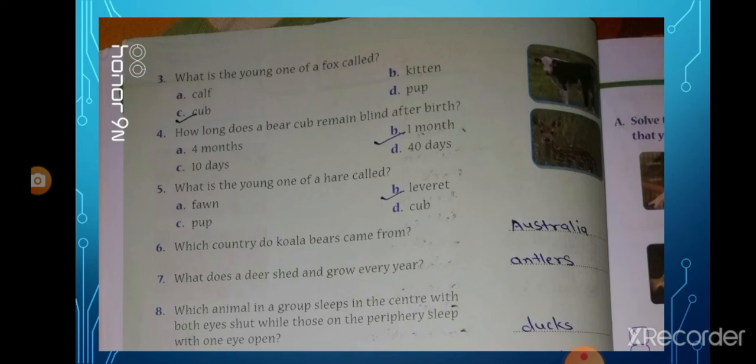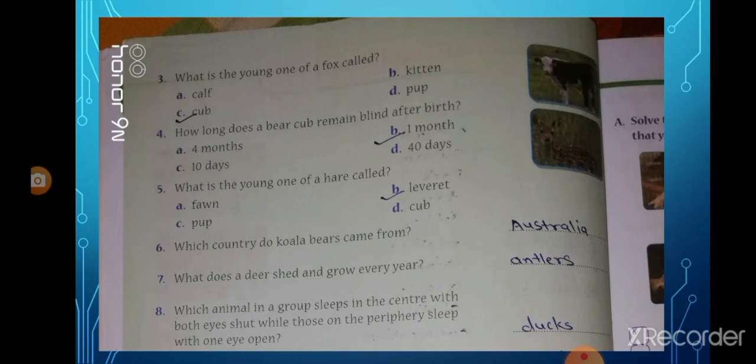Now we'll move to question number 5. What is the young one of a hare called? The young one of a hare is called leveret. What is it called? Leveret. Now we'll move to the next question.